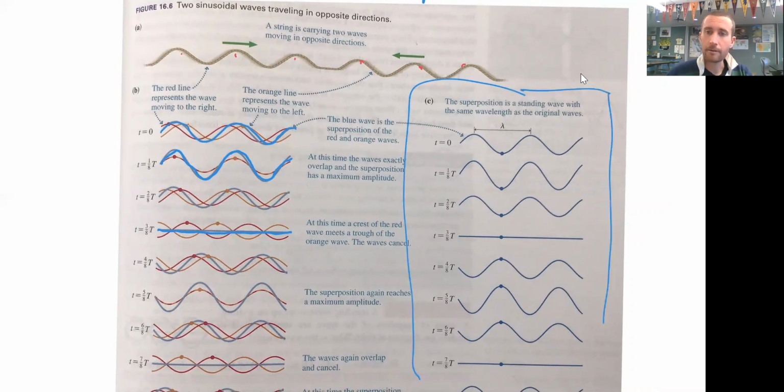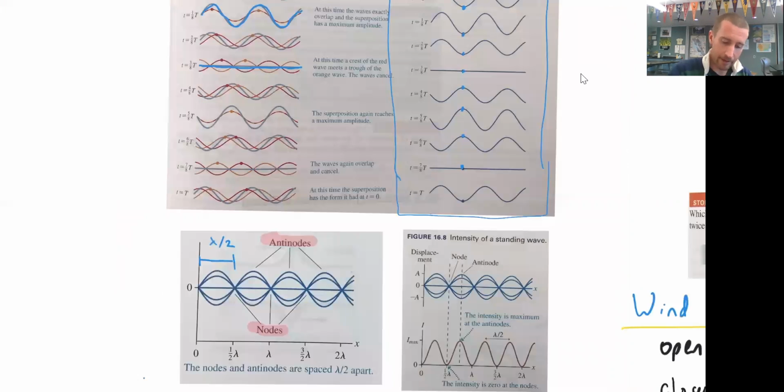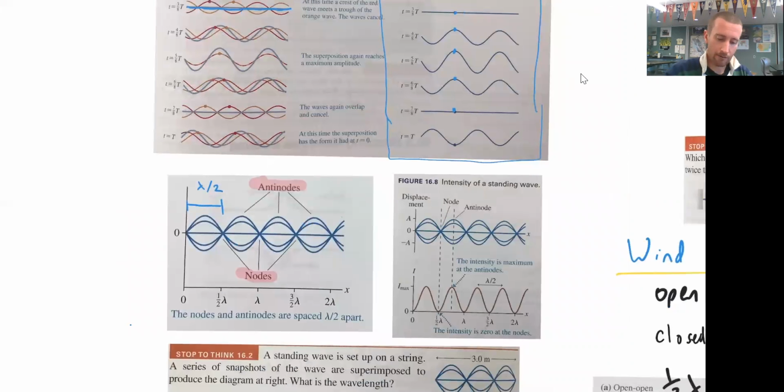All right, so here you can see that they go through, and if you just track the blue dot, it goes to maximum low, 0, medium high, maximum high, medium high, and then back to 0. And then it continues around and around and around. So we end up with this motion up and down and up and down in a single point.